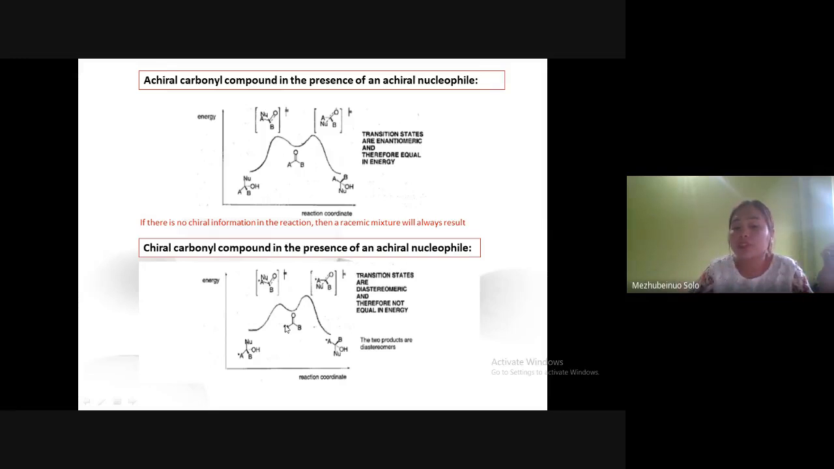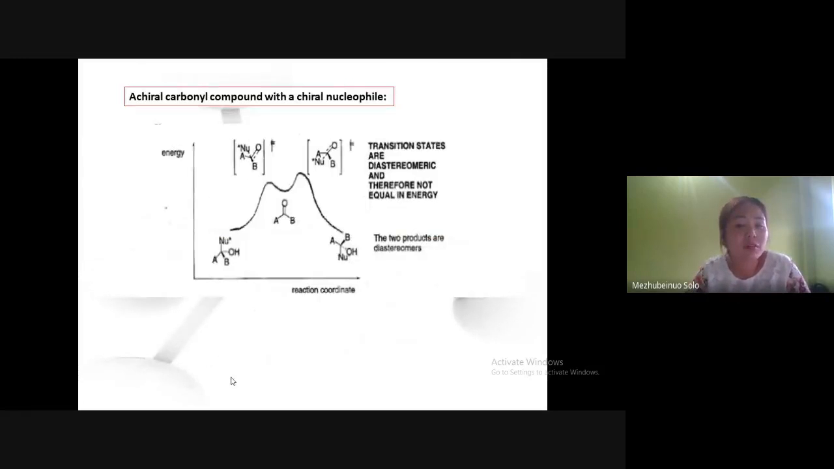So this will result in a transition state with lower energy, and hence the product will be formed more easily and in more amount. And similarly, when you use a chiral carbonyl compound with a chiral nucleophile, this will also result in a product. This will also result in asymmetric synthesis, where one product will be formed in more amount.